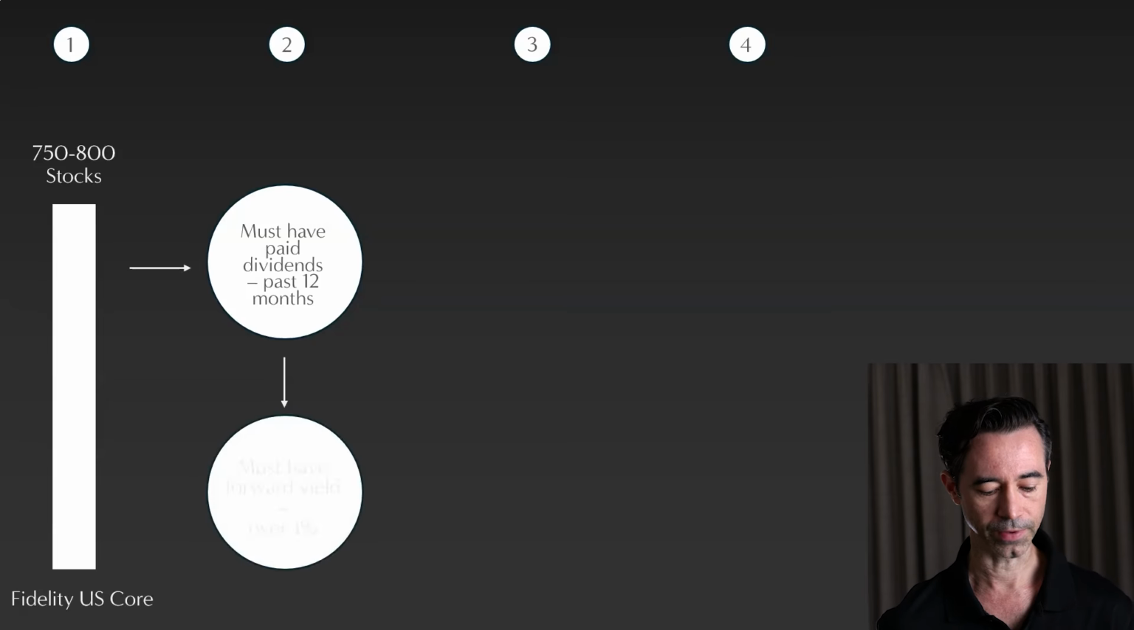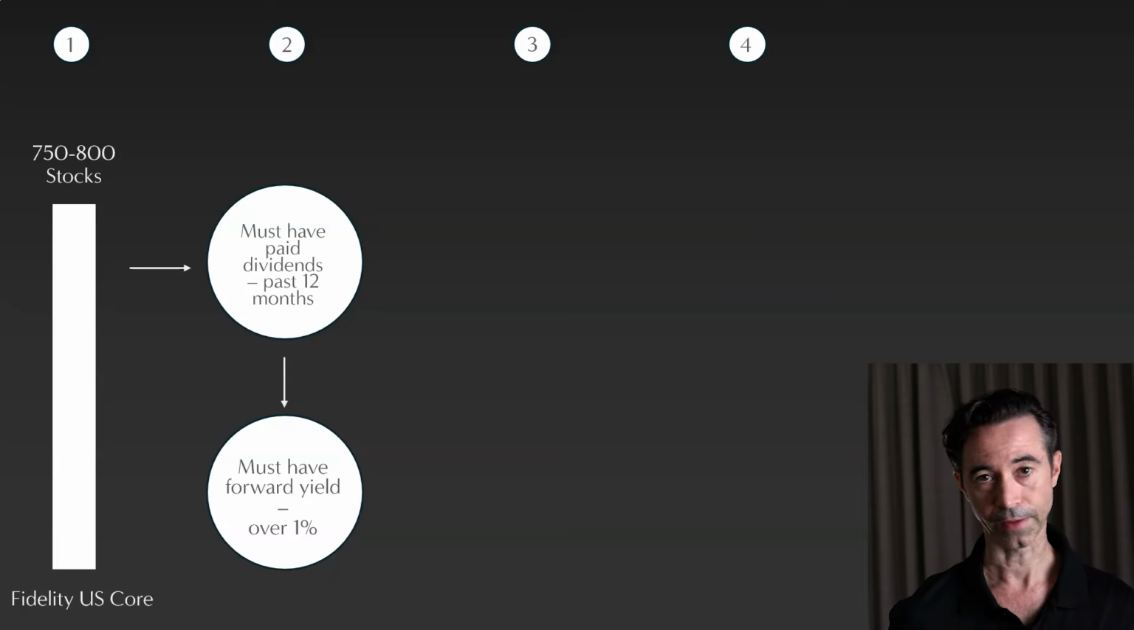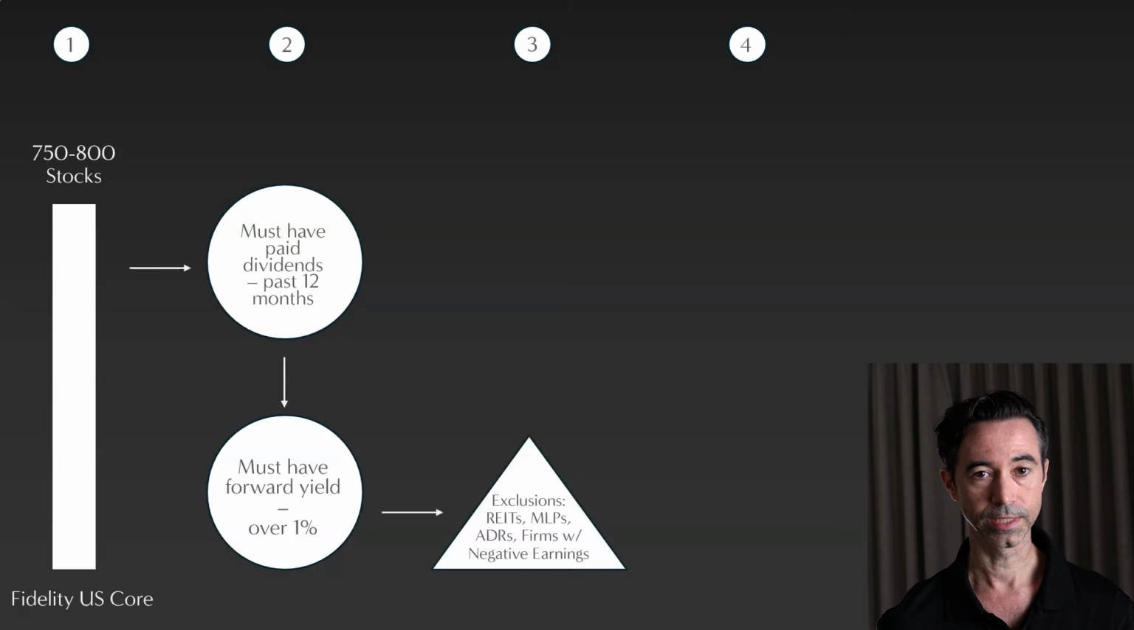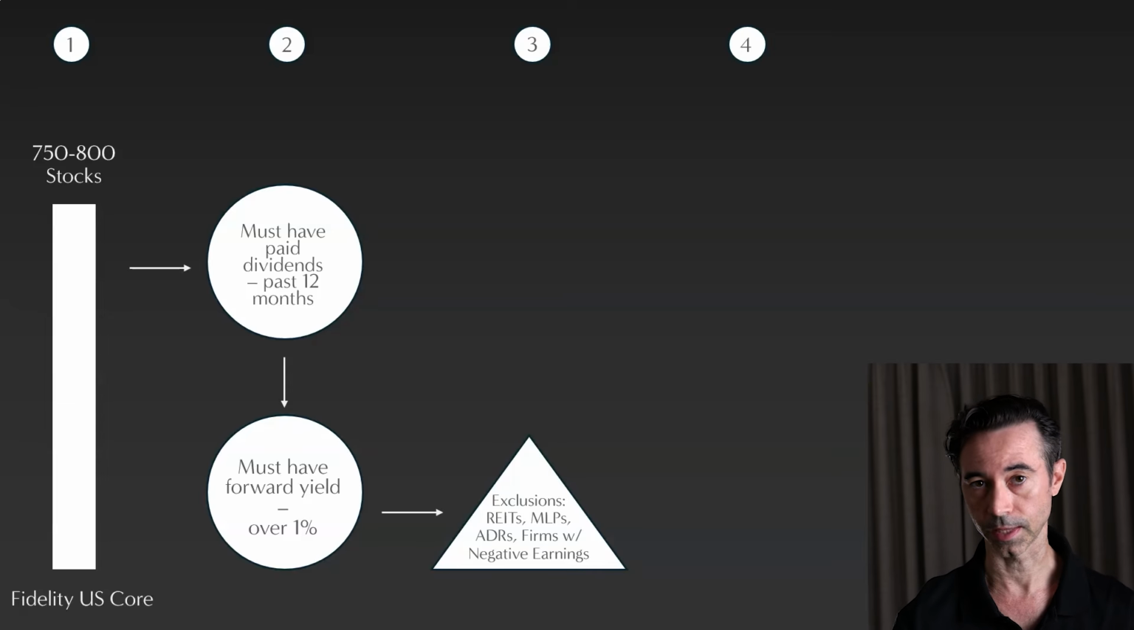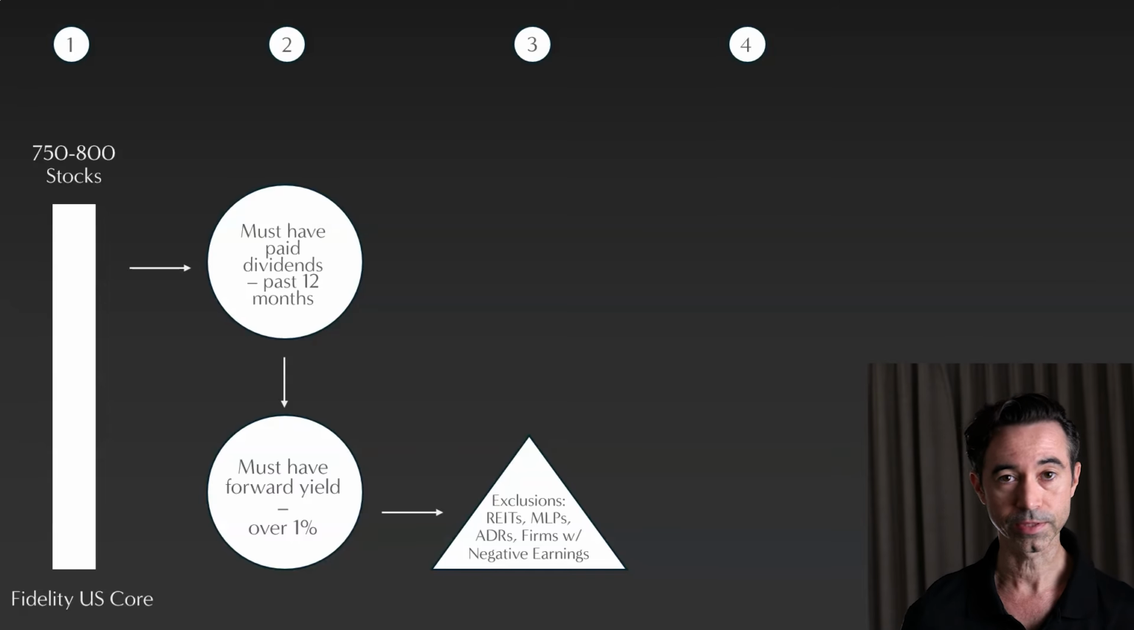Then next, it must have a forward yield of over 1%. So those are like the two, let's say, dividend metrics that need to go through these 750 to 800 stocks first. After that, it takes out things like REITs, MLPs, ADRs, and firms with negative earnings, so that's good if you don't want to invest in companies that don't make money. It takes all of those companies out.